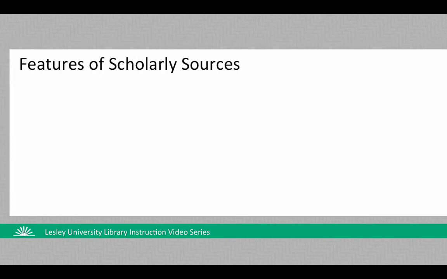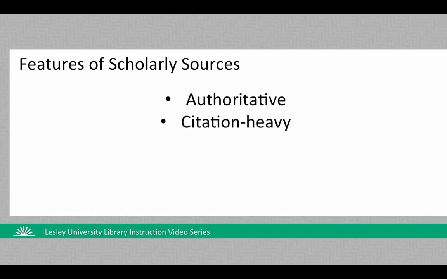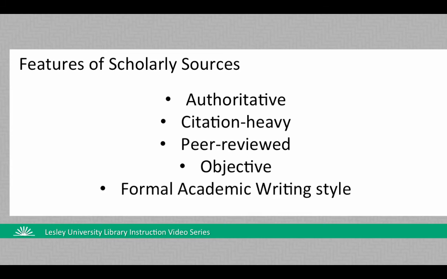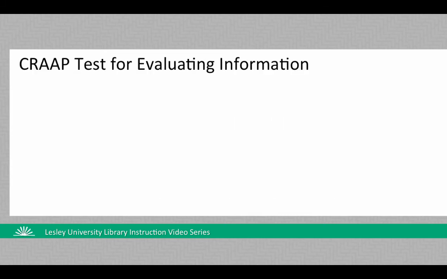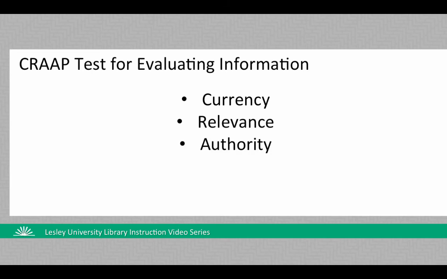To recap, we've looked at the features of scholarly sources: authoritative, citation heavy, peer-reviewed, objective, and formal academic writing style. And also how to use the CRAAP test to evaluate information. Currency, relevance, authority, accuracy, and purpose.